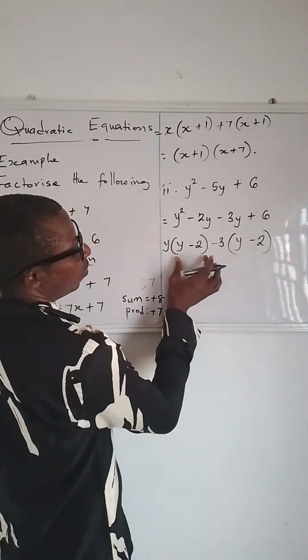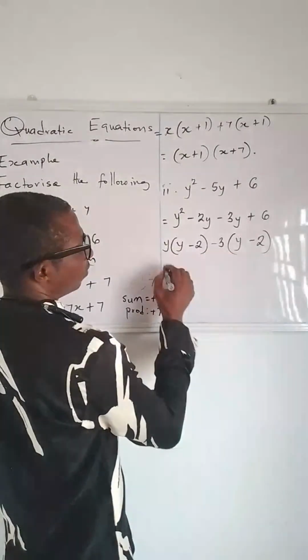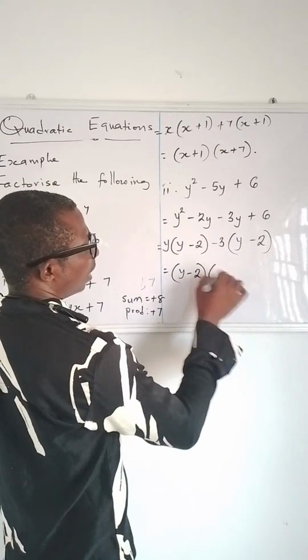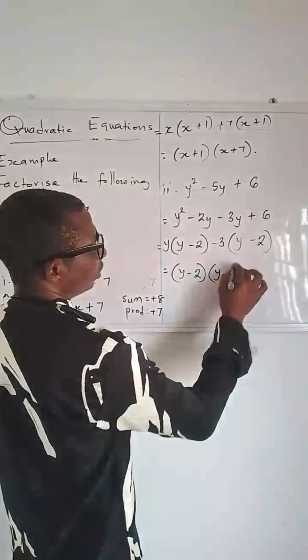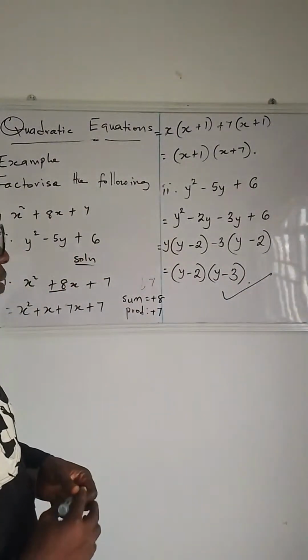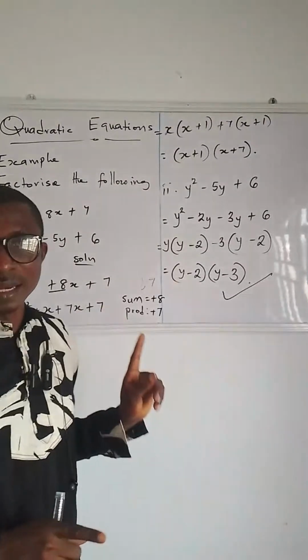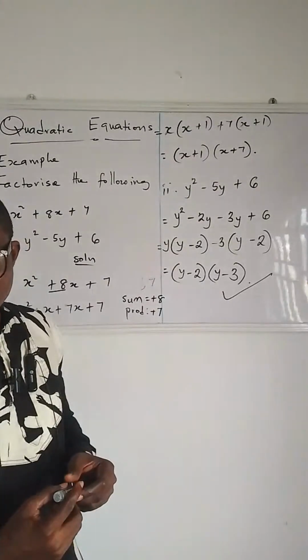Okay, so what is the common factor? You can see y minus 2 is common to these two terms. So let's factor that out. So you have y minus 2, and you are left with y minus 3. So this is going to be the answer to the problem. All right, so I'm going to do one more example, and after that, I'm going to give you something to try. I want to believe you are ready for that.